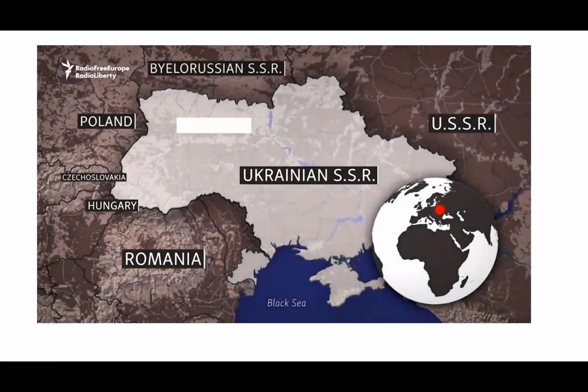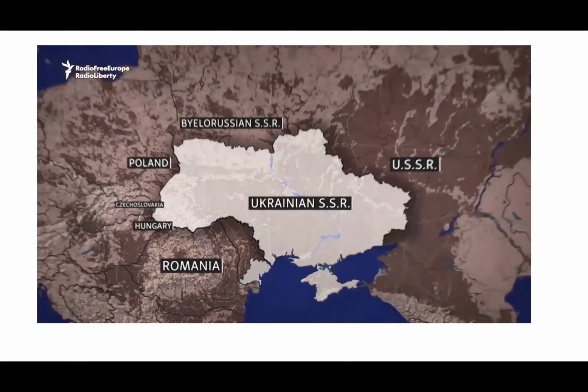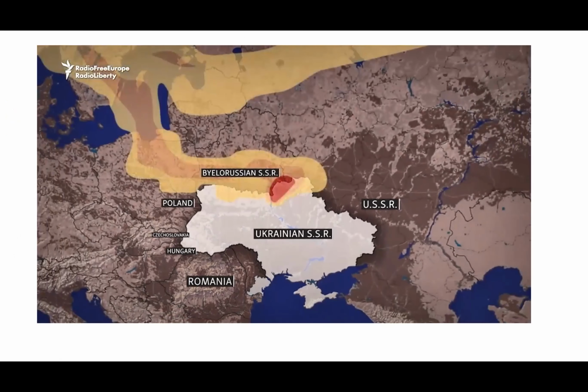The world's worst civilian nuclear disaster took place when a reactor exploded at the Chernobyl power plant in Ukraine, then part of the Soviet Union. Present-day Belarus received 60% of the initial fallout. The radioactive cloud spread further to cover most of Europe.